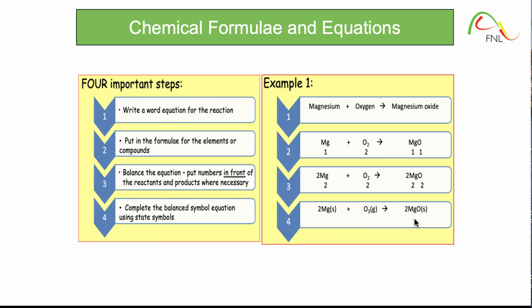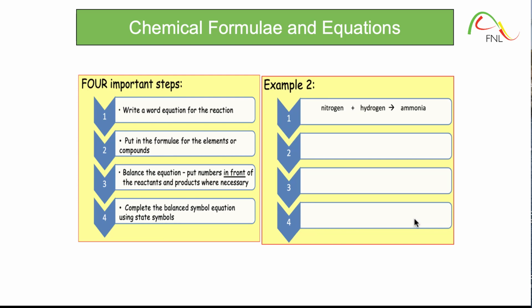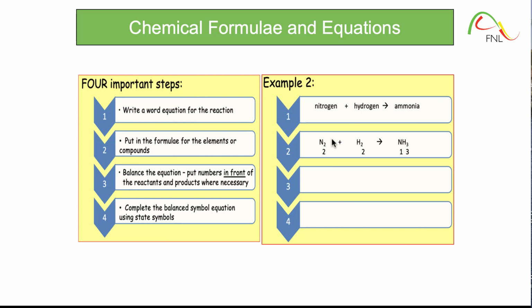Well done. Another example, why not? This one's a bit more complex. You may not have come across ammonia before. We've got nitrogen plus hydrogen. Those are gases, so they're going to be diatomic, plus ammonia. So we've got N2, 2 atoms of that. We've got 2 atoms of hydrogen, and we've got NH3. Ooh, that's going to be challenging. We've got 3 hydrogens there. We've got 2 there, and we've got 2 nitrogens there.